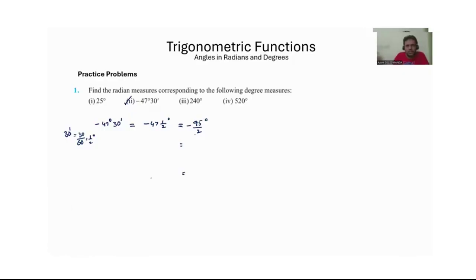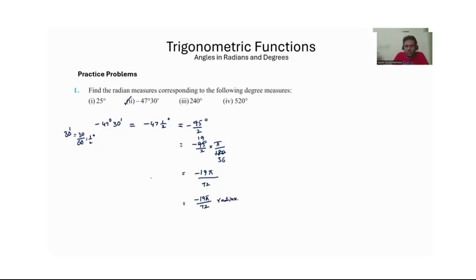Let's take this one. This is minus 95 by 2 into pi by 180. I think I can divide by 5 first. 5 ones are 5, 5 nines are 45, so 19; and 5 threes, then 5 sixes are 30, so 36 times 2. So this is minus 19 pi by 72 radians.